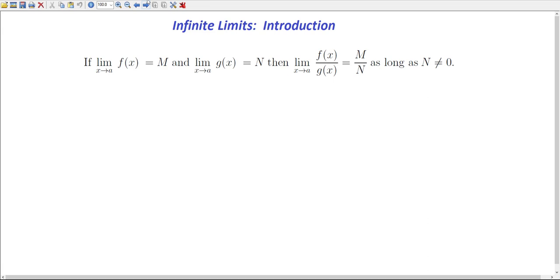If the limit as x goes to a of f of x is m, and the limit as x goes to a of g of x is n, then the limit of the quotient f of x over g of x is m over n, as long as n is not 0. In this video, we will examine what happens if n is 0 and m is not 0.